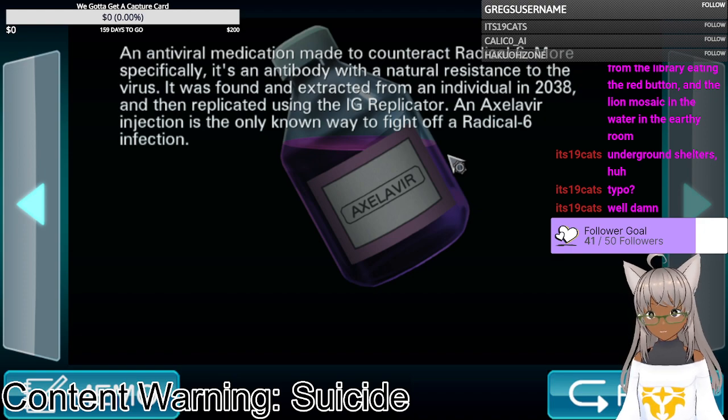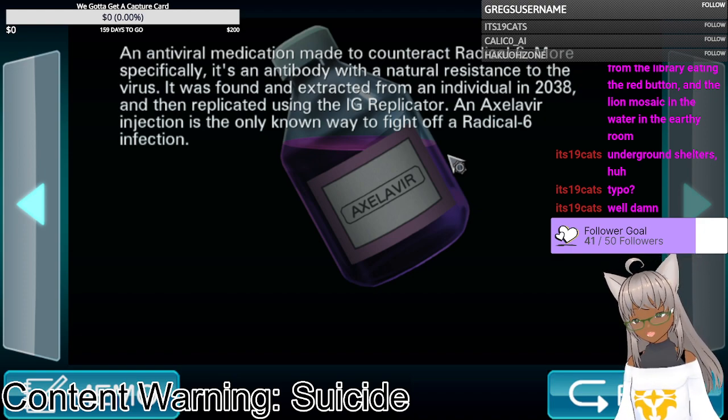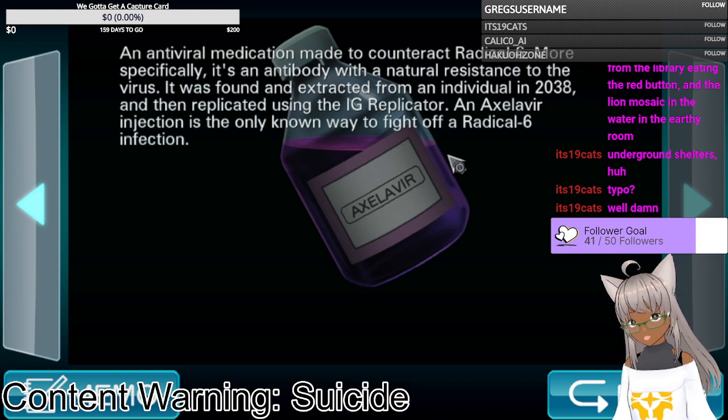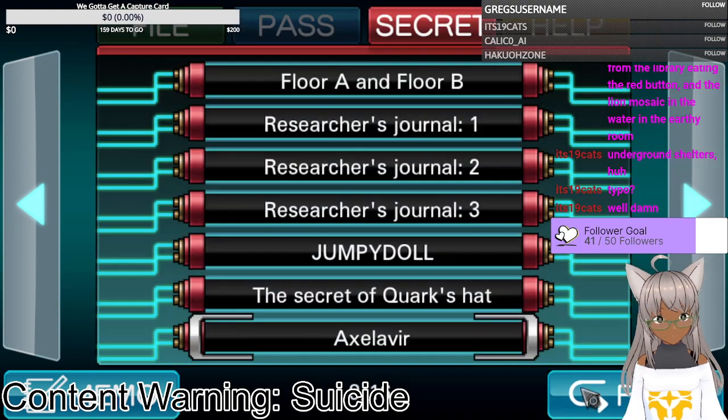And it was then replicated using the IG replicator. An Excalibur injection is the only way to fight off a Radical 6 infection.